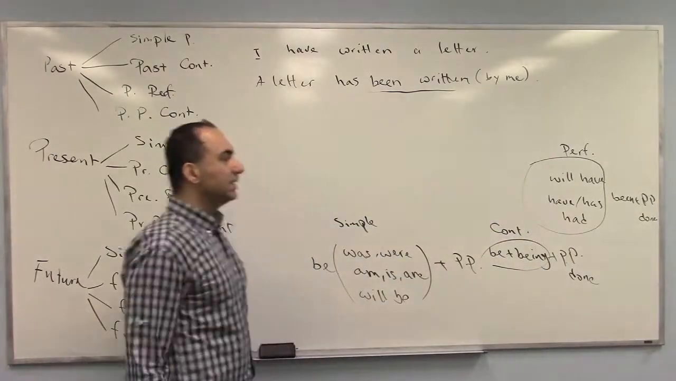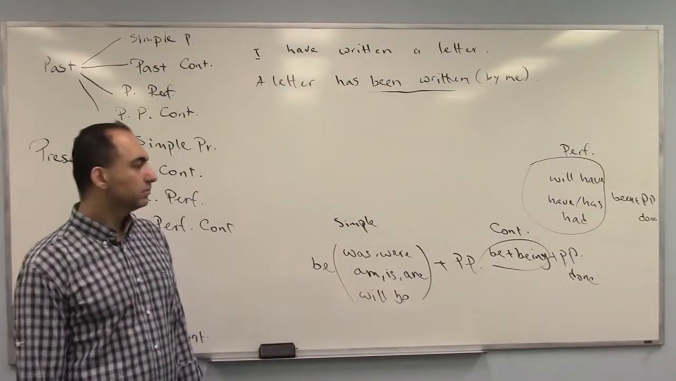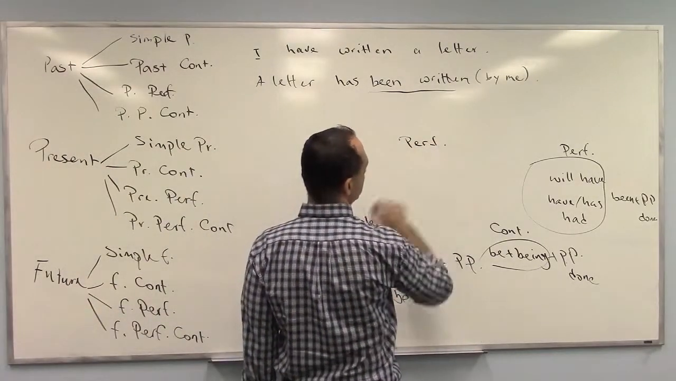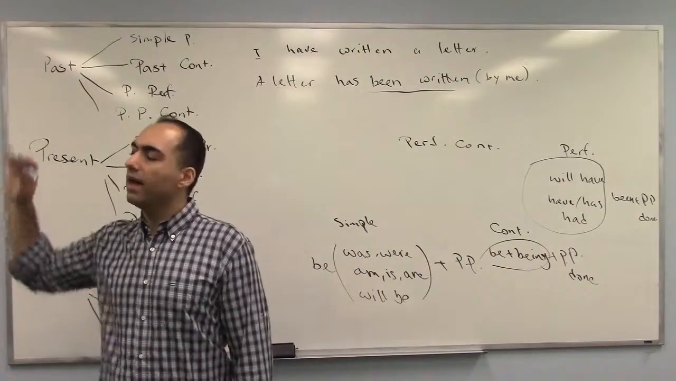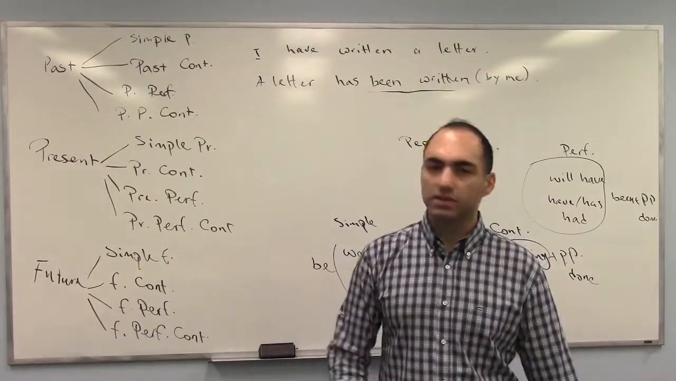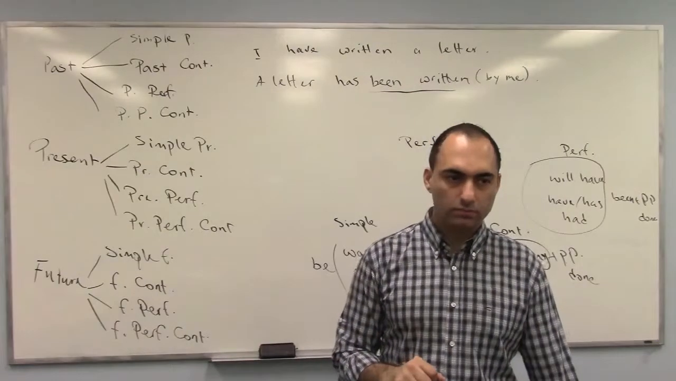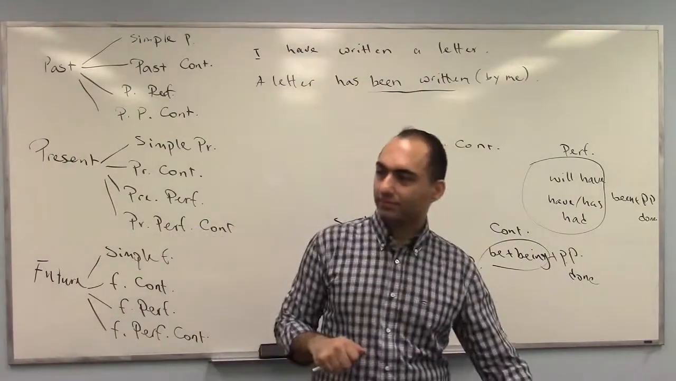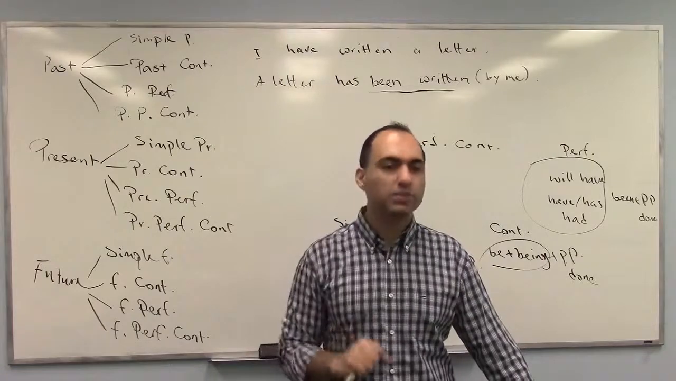So, perfect. Now, more challenging than perfect would be perfect continuous. And then we're done. Perfect continuous means what? Like, I will have finished my homework by 6 o'clock this evening, right? Future perfect, remember? I will have finished. Is that perfect continuous? No. I will have been writing a letter. I will have been working on this project.